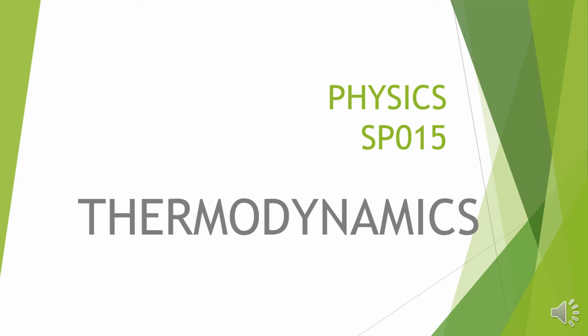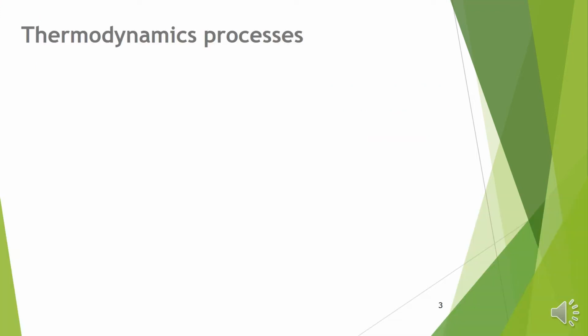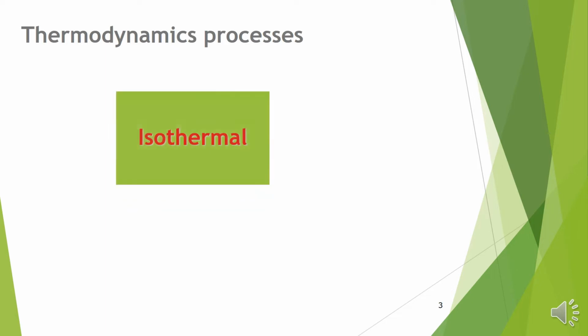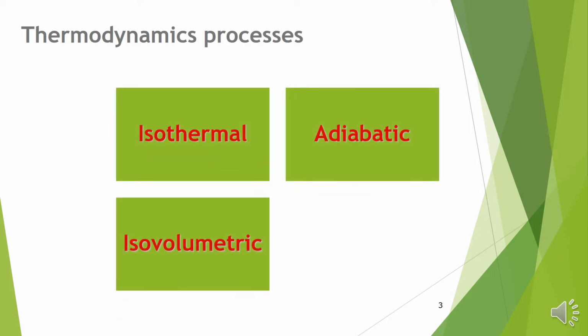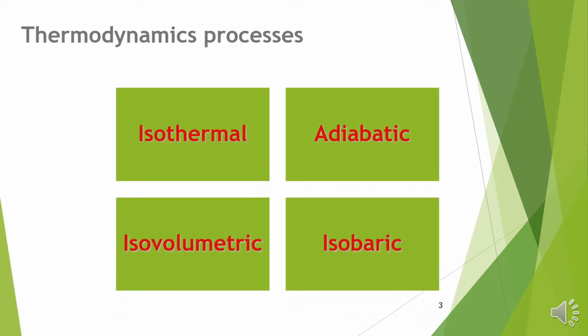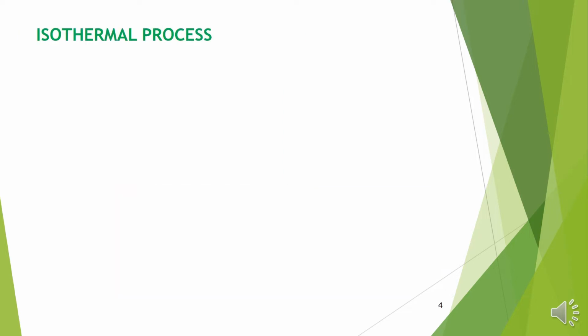We will start our lecture on thermodynamics. There are four thermodynamic processes, which are isothermal, adiabatic, isovolumetric, and the last one is isobaric. We will begin with the isothermal process.